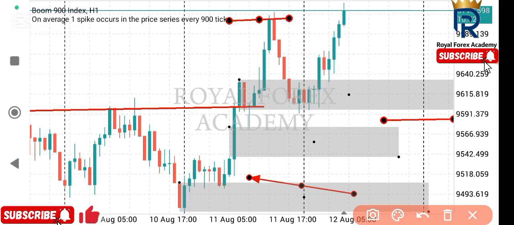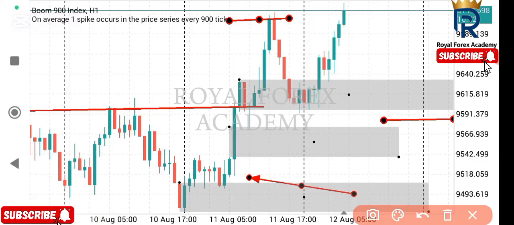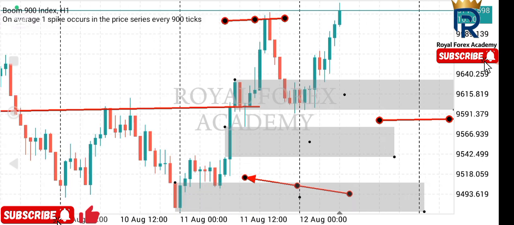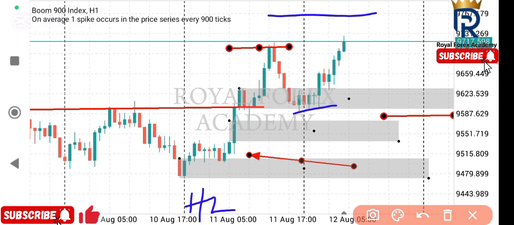But now, look at what happened. Price left this zone here and has already taken this high. So already price has given us a new range. Because look at what we are having now. We are having now higher low. This is what we are having now.